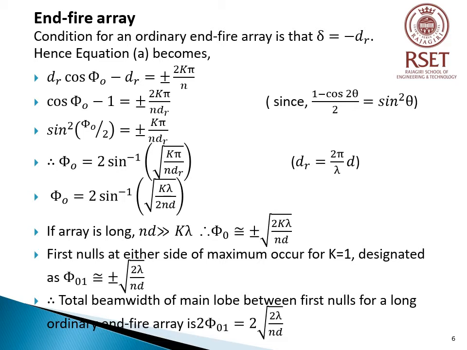Okay, and the first nulls at either side of the maximum occur for k equal to 1, and therefore phi naught 1 can be equal to plus or minus root of 2 lambda by n into d, and the total beam width is twice this phi naught 1. Therefore the total beam width between first nulls for a long ordinary end-fire array is 2 into phi naught 1, which is equal to 2 into root of 2 lambda by n into d.